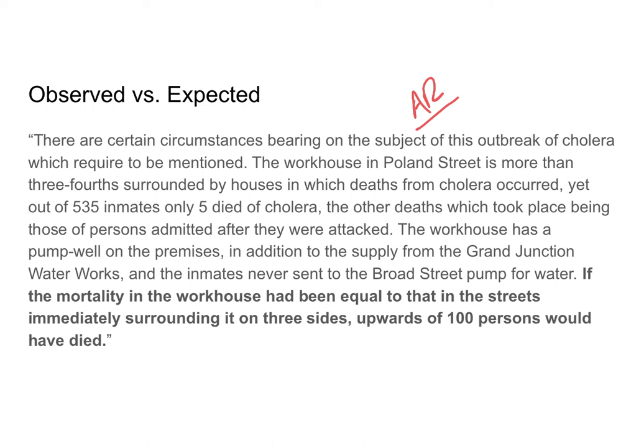"The workhouse in Poland Street is more than three-fourths surrounded by houses in which deaths from cholera occurred. Yet out of 535 inmates, only 5 died of cholera, the other deaths which took place being those of persons admitted after they were attacked. The workhouse has a pump well on the premises." That was another reason I forgot to mention. "In addition to the supply from the Grand Junction Waterworks, the inmates never sent to the Broad Street pump for water. If the mortality rate in the workhouse had been equal to that in the streets, then upwards of 100 persons in the workhouse would have died, not just the 5." Attack rate, mortality rate, those remain constant between diseases.